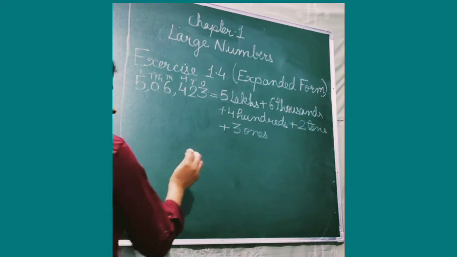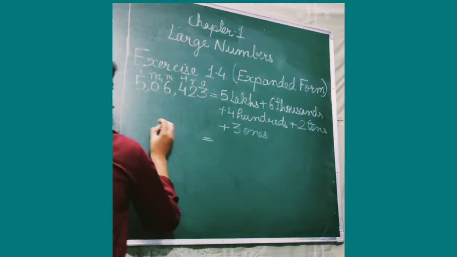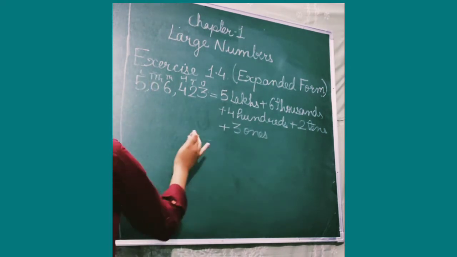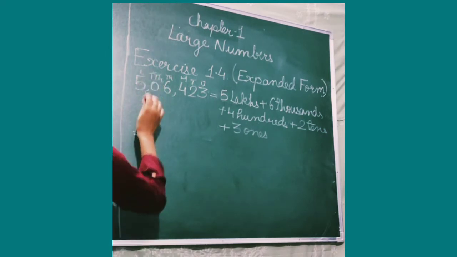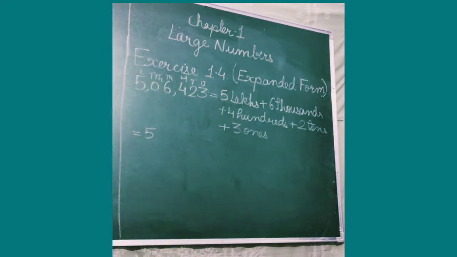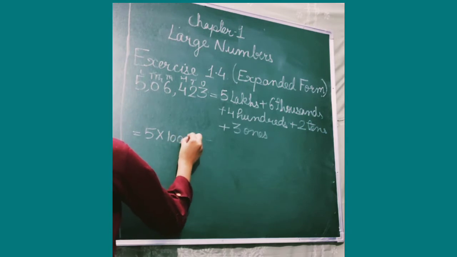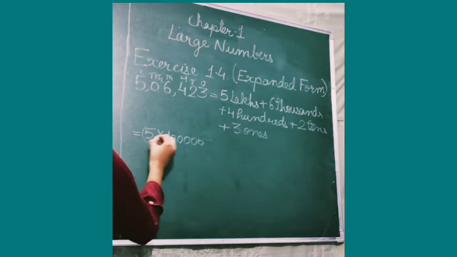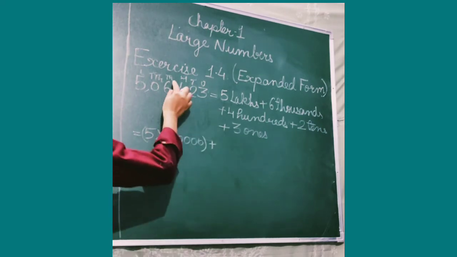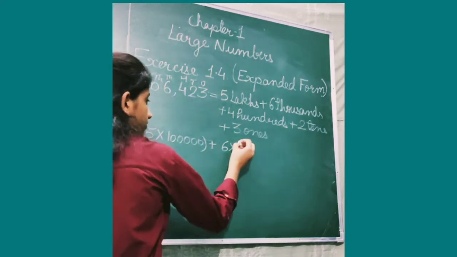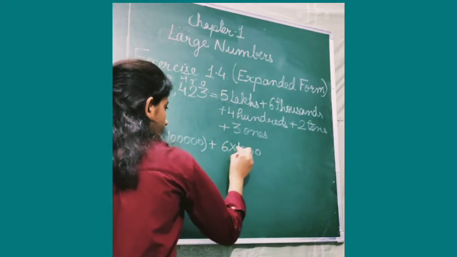Then the second method. The second method, we multiply the digit with its place value. So the digit, we will multiply with the place value. I'll start writing from here. 5 multiplied by 1 lakh. How will I write it down? 5 multiplied by 1 lakh. So 1 lakh will be as much as 5 zeros, plus 6 multiplied by 1000.